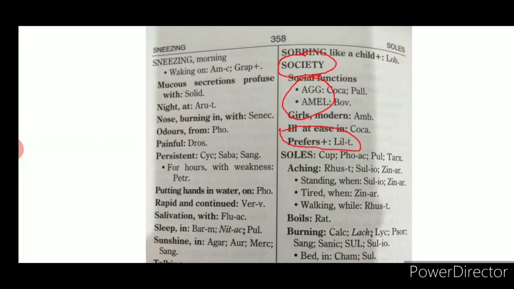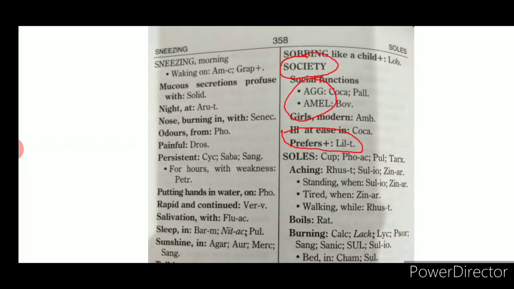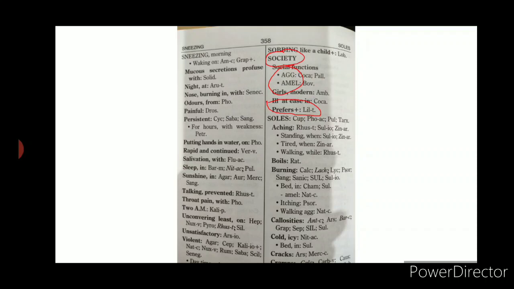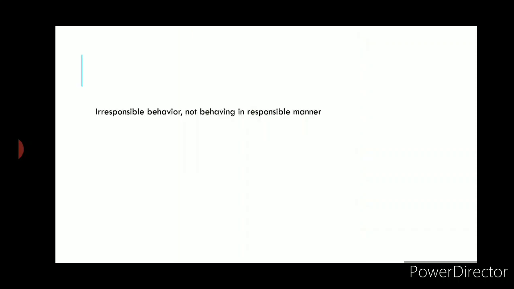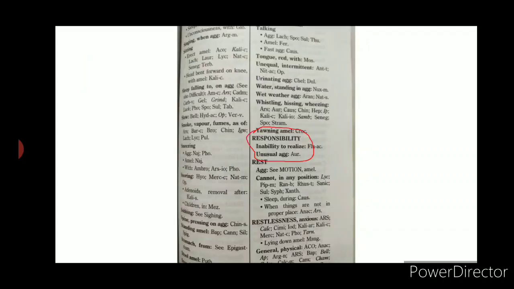So there is a separate rubric given, society, where you have amelioration, aggravation, and also the rubric prefers the society or prefers the group of persons. Next condition is a patient with irresponsible behavior, or not behaving in a responsible manner. There is a rubric, responsibility, inability to realize. The rubric is given in Phatak's repertory.